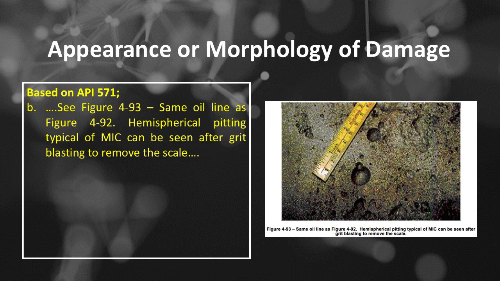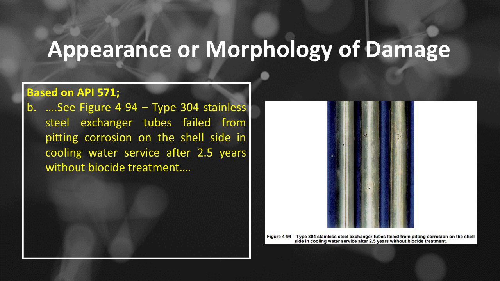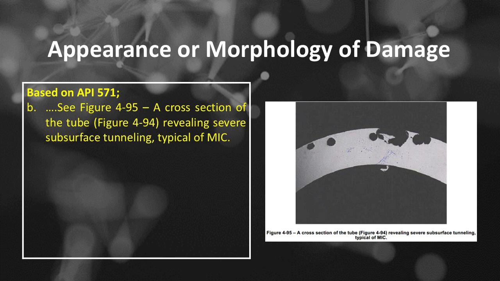Hemispherical pitting typical of MIC can be seen after grit blasting to remove the scale. See Figure 494, Type 304 stainless steel exchanger tubes failed from pitting corrosion on the shell side in cooling water service after 2.5 years without biocide treatment. See Figure 495, a cross-section of the tube, Figure 494, revealing severe subsurface tunneling, typical of MIC.